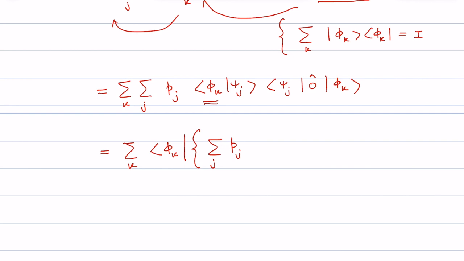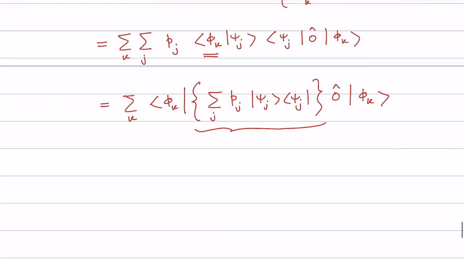pj. These are mathematical tricks and very easy to follow. As you can see, this is ψj I can write here. Okay, and then I have this O cap φk. I hope you are able to follow it. Now this part here in the bracket is nothing but the density operator as per our definition.